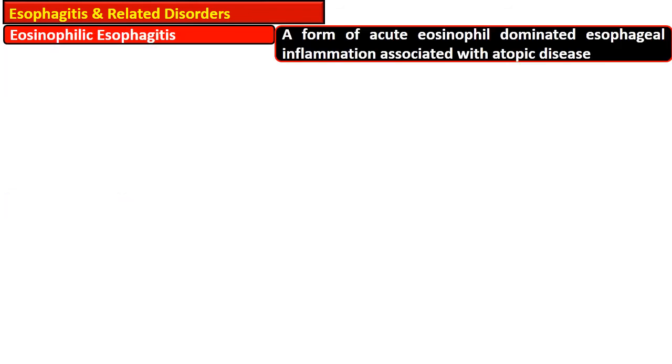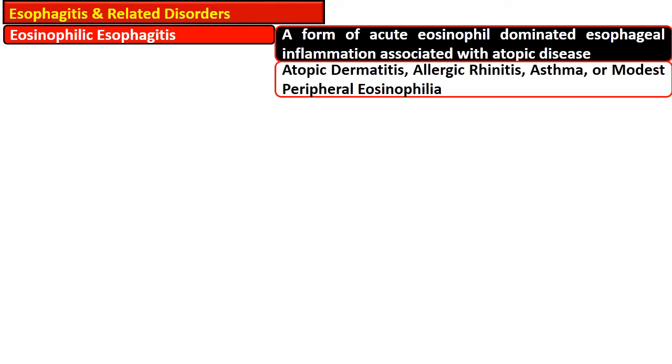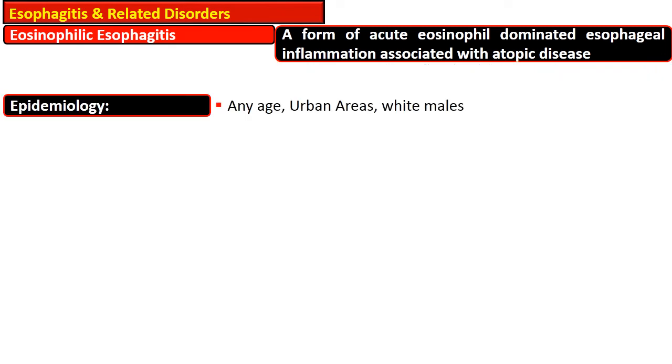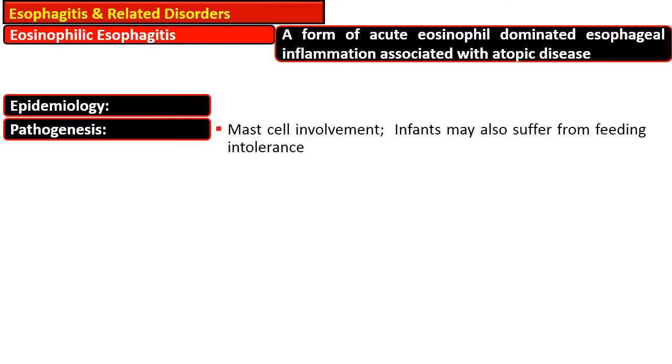Eosinophilic esophagitis is a form of chronic eosinophil-dominated esophageal inflammation associated with atopic disease. The conditions associated with eosinophilic esophagitis are atopic dermatitis, allergic rhinitis, asthma, or modest peripheral eosinophilia. It is common in urban areas and common in white males, but it may affect any age group. Mast cell involvement is considered in the pathogenesis of this disease, and infants may also suffer from feeding intolerance.